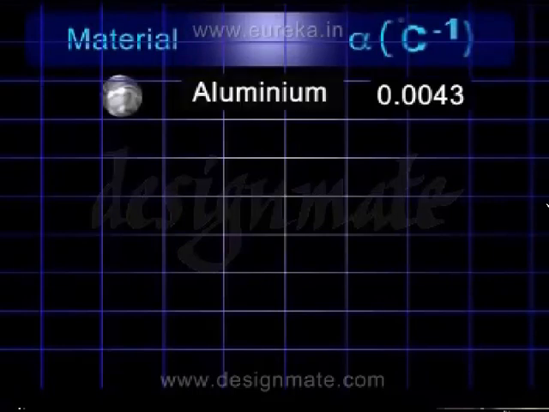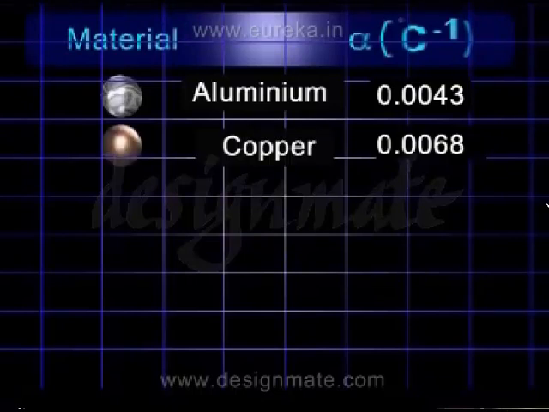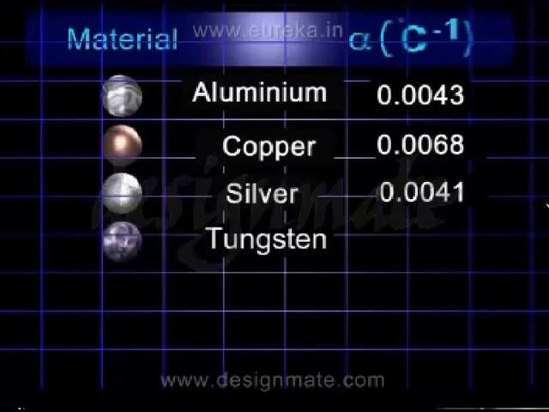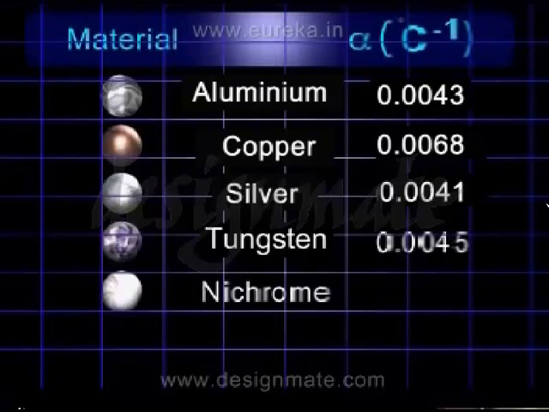The following table gives the values of alpha for some materials. For aluminium, alpha is equal to 0.0039 per degree centigrade. For copper, alpha is equal to 0.00393 per degree centigrade. For silver, alpha is equal to 0.038 per degree centigrade. For tungsten, alpha is equal to 0.0045 per degree centigrade. For nichrome, alpha is equal to 0.0004 per degree centigrade.